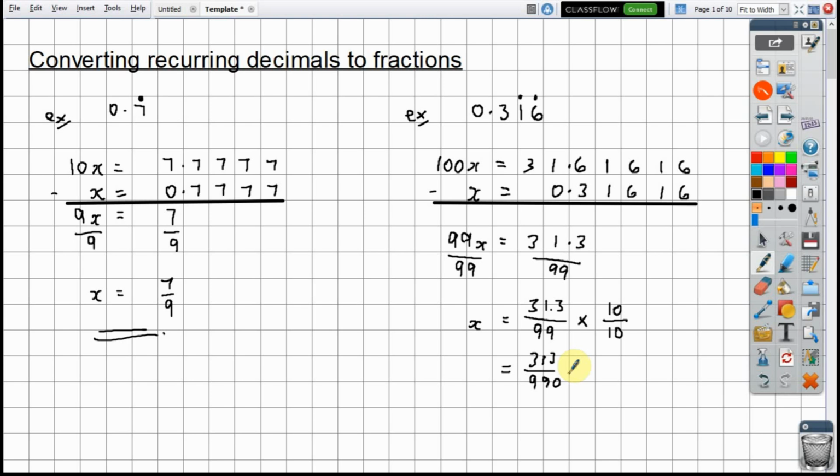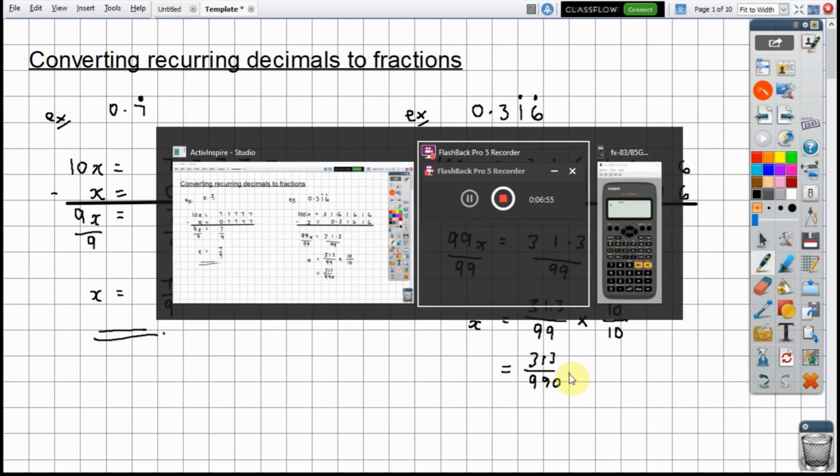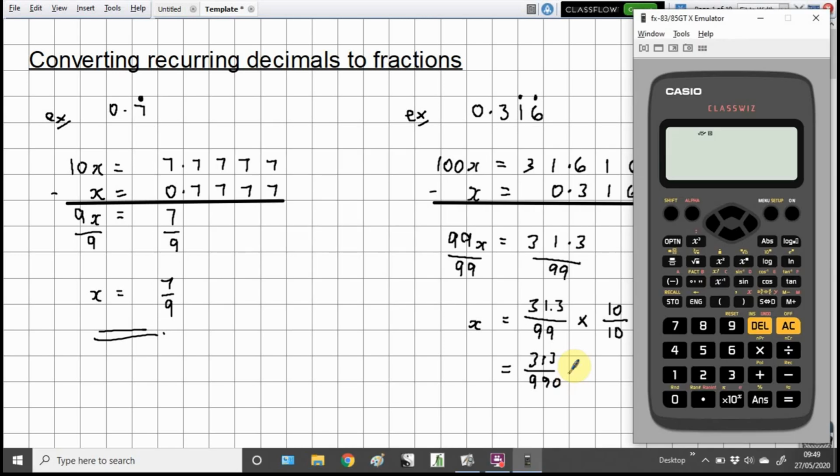If I was in an exam, I would take a bit more time thinking about it. I will just comment that you can bring up your calculator and try 313 divided by 990. This will achieve probably a couple of things. First of all, it confirms that it doesn't simplify. Second of all, it tells me that I've got it right, because it does give me this recurring decimal.